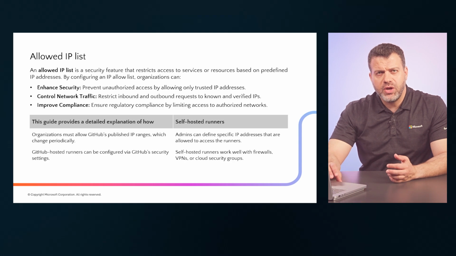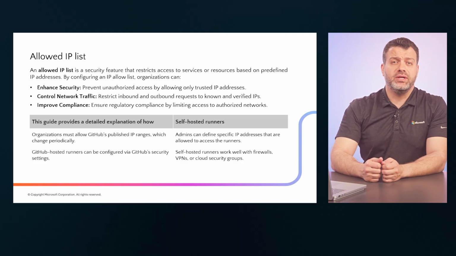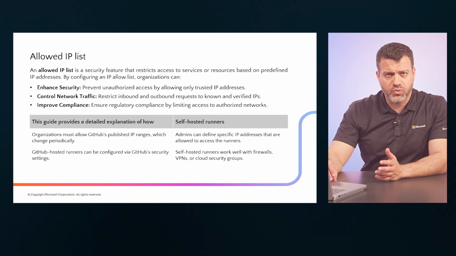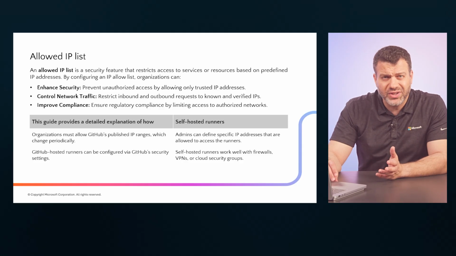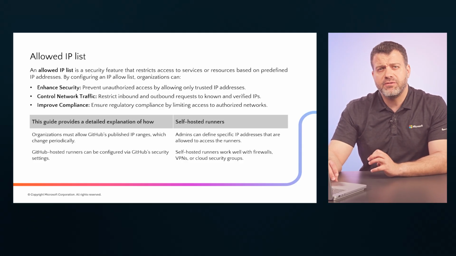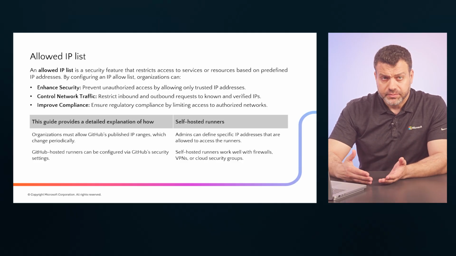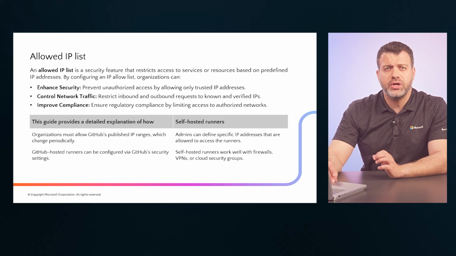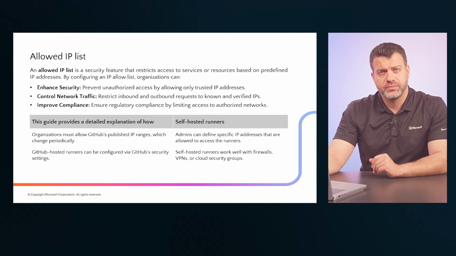Another important layer of security when working with runners is controlling network access. An IP allow list lets you restrict access to only trusted locations. For GitHub hosted runners, you allow GitHub published IP ranges. For self-hosted runners, you control exactly which IPs are allowed, typically enforced through firewalls and network rules. This is especially important when your workflow interacts with internal systems, or when you need to meet strict security or compliance requirements. So this is about limiting access. Only trusted systems can communicate with your runners.